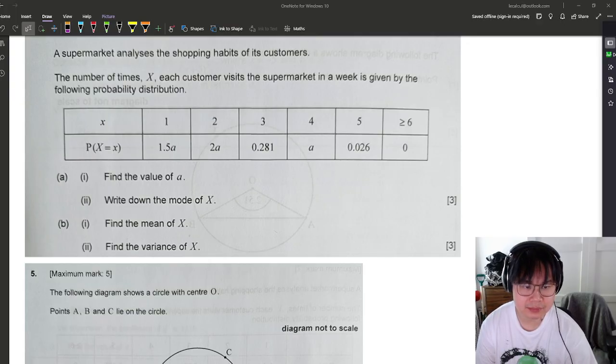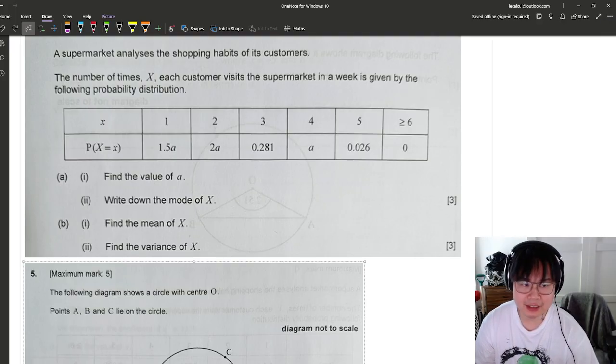Let's see. Only for binomial? Yeah. What? Why are they asking you for variance if it's not required? I don't know. You should double check that and complain once the official paper comes out, of course.